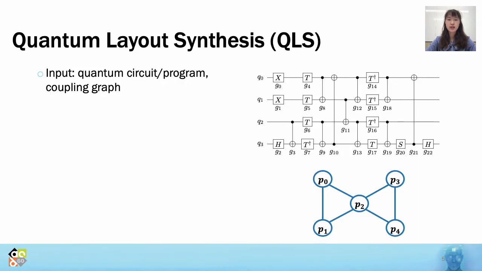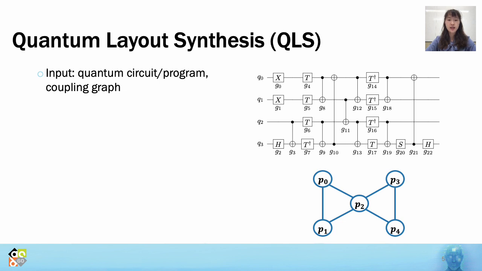The input to quantum layout synthesis problem is a quantum circuit and a coupling graph. Each vertex in the coupling graph is a physical qubit. Only two adjacent physical qubits can perform a two-qubit gate. For circuit, each line represents a program qubit. The boxes on lines are quantum gates.